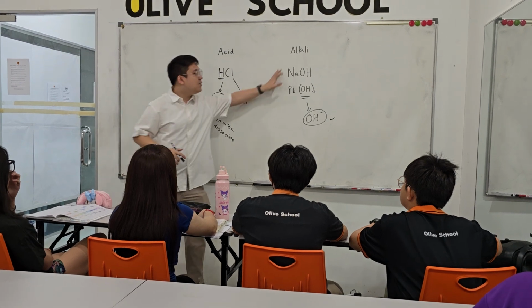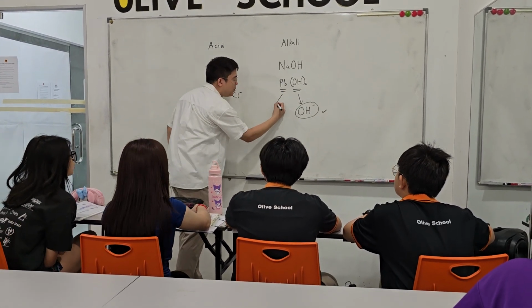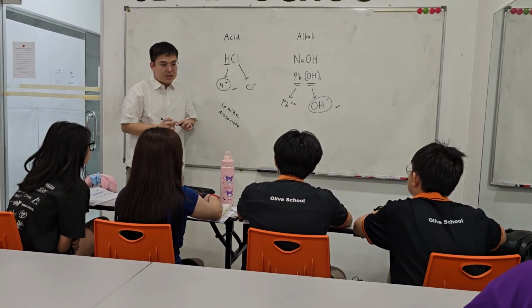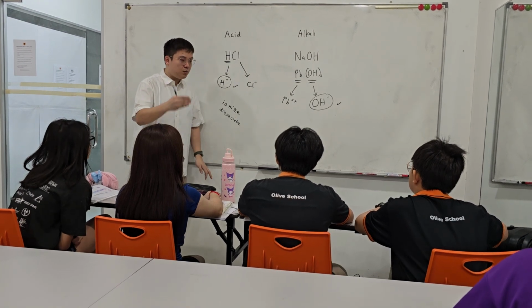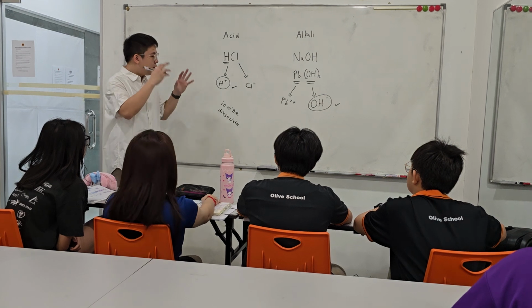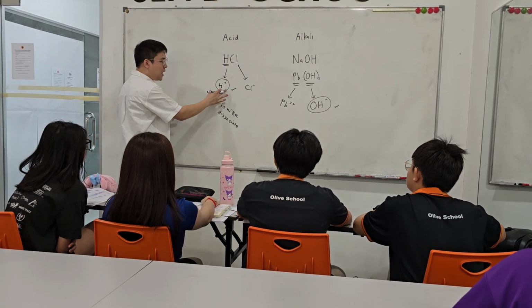Understand? So the same thing for alkali, when we mix it with water, like let's say this Pb, it will split out and turn into Pb2+. Okay? This is a special thing that acid and alkali can do when mixed with water. Is everyone clear?